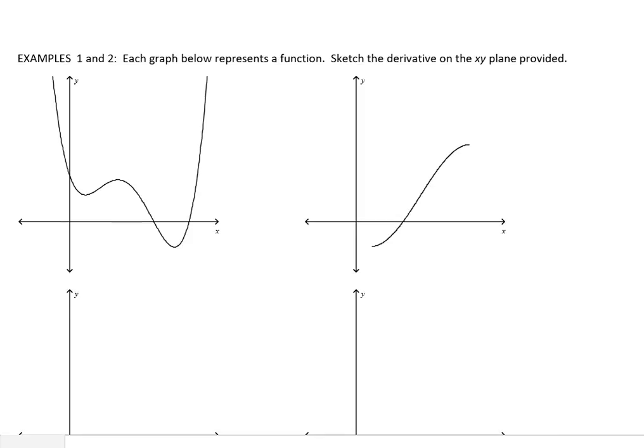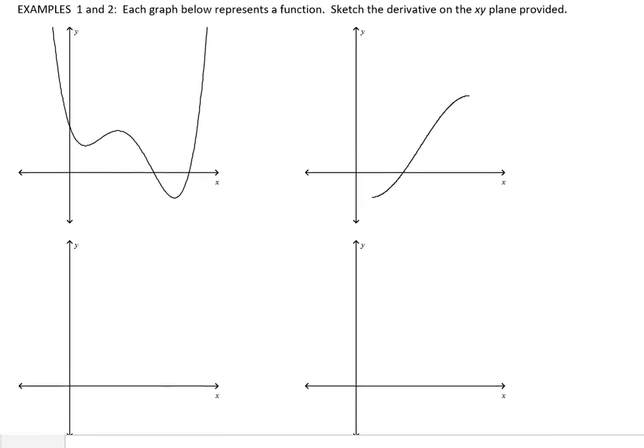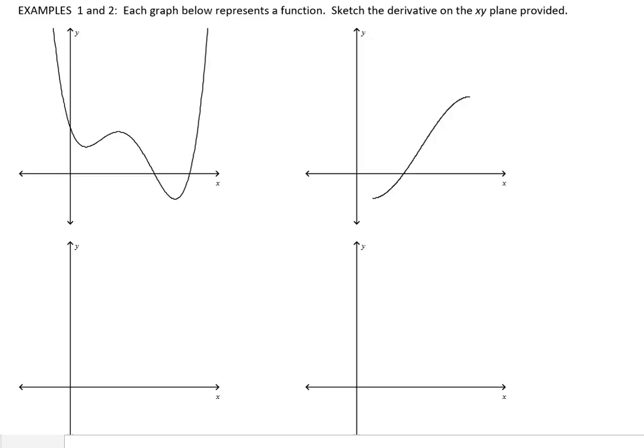Alright, so for the examples 1 and 2, each of these graphs is a function. We want to sketch the derivative on the graph provided here. Okay, so first of all, we always look at the change points. And we have a point here that is a local minimum. And if I extend that down to here, then this graph is going to have a 0 right there. And then there's a maximum right here. And so there will be another 0 right here.